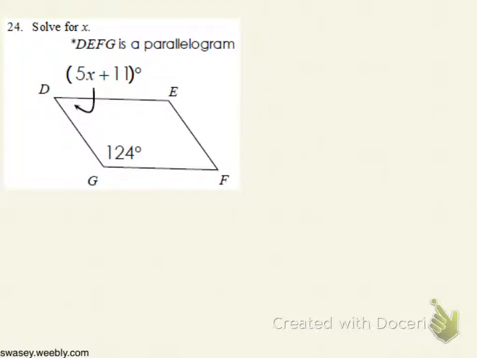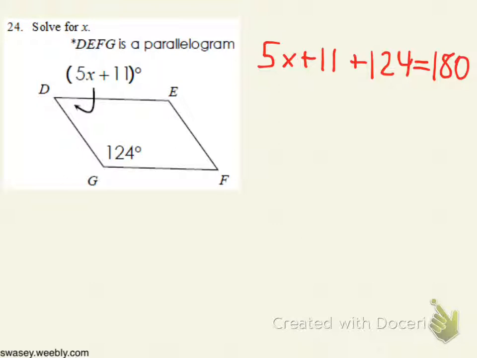For a parallelogram, adjacent angles are supplementary. So we can say 5x plus 11, that angle plus 124 equals 180. If you forgot that, you could get there by knowing what a parallelogram is. Opposite sides are parallel, so we've got these two parallel lines cut by a transversal, so these same side or consecutive interior angles are supplementary.